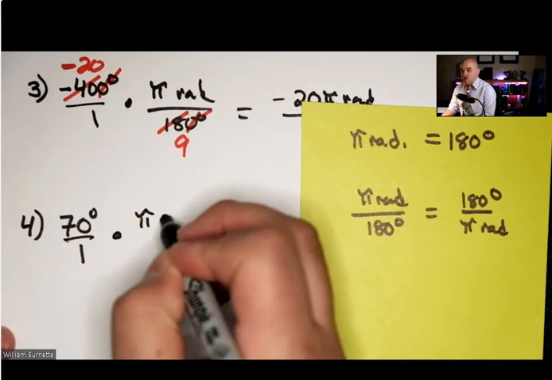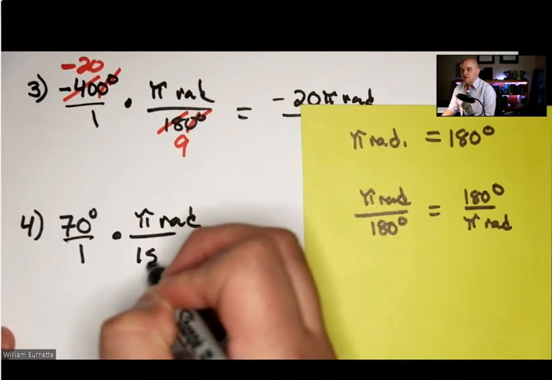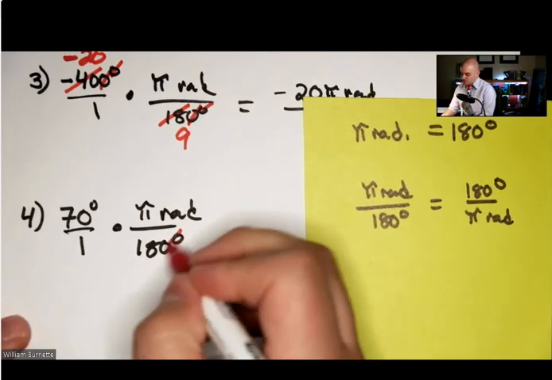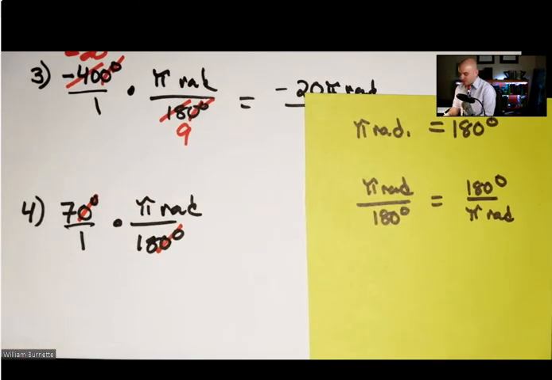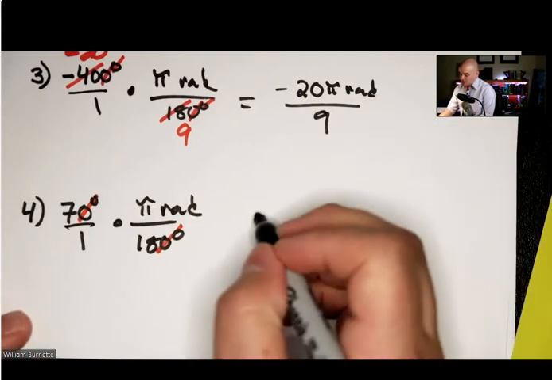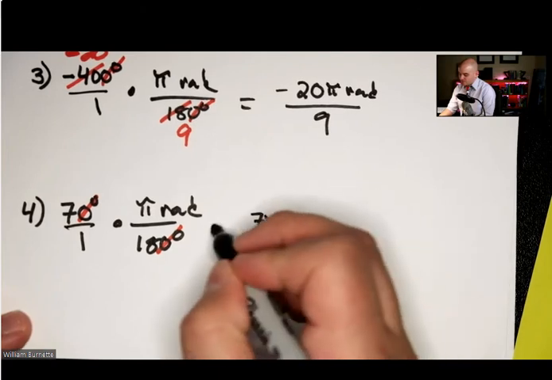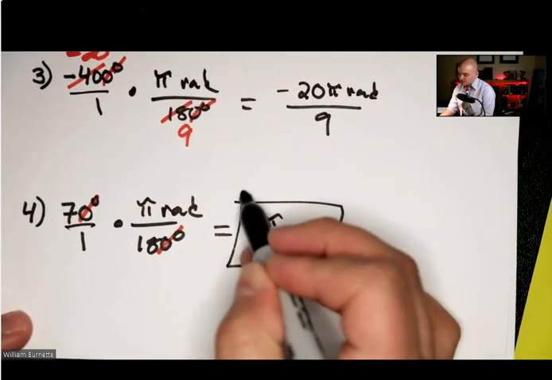So multiply by pi radians over 180 degrees. The degrees here will cancel, and they are both divisible by 10, so I can knock that out. And this gives me 7 pi over 18 radians. And there's my answer there.